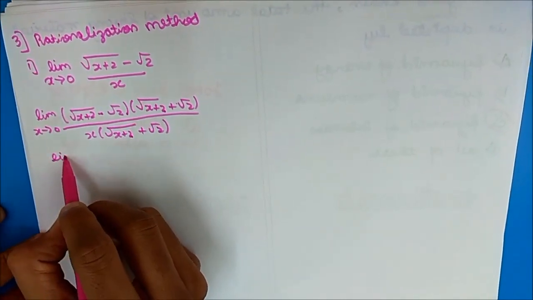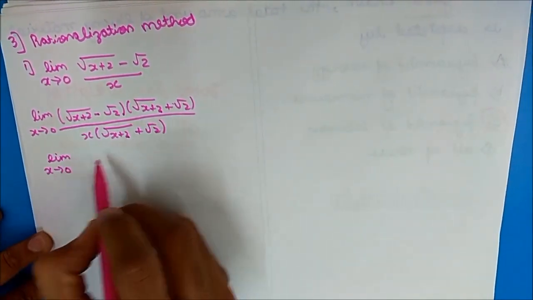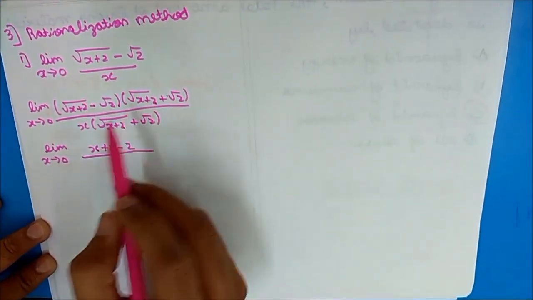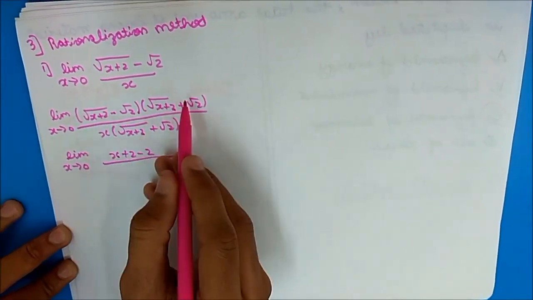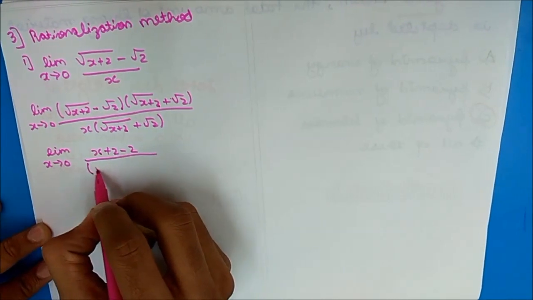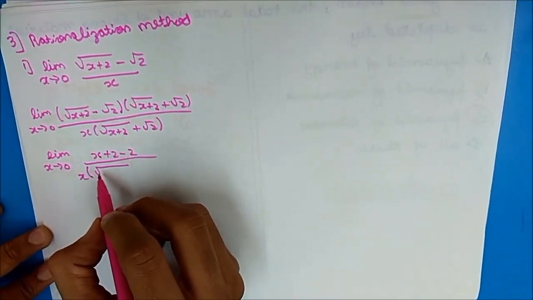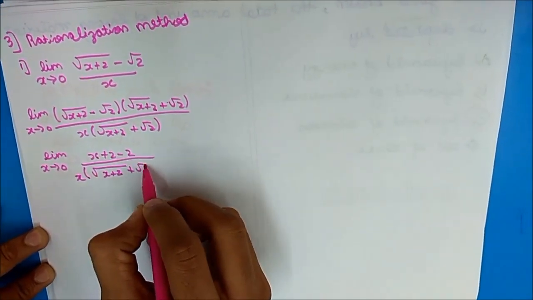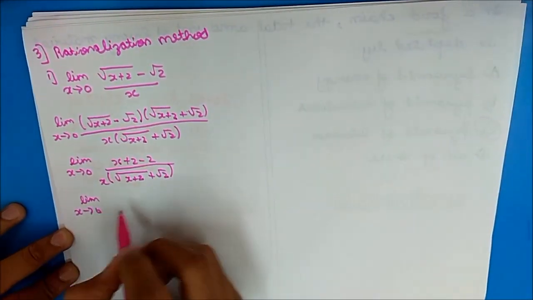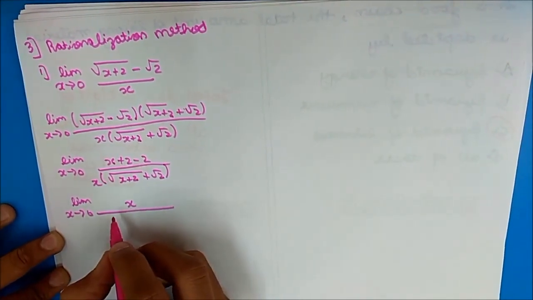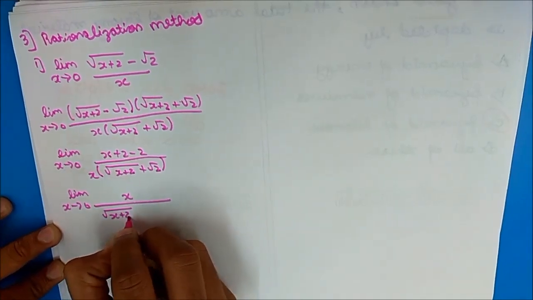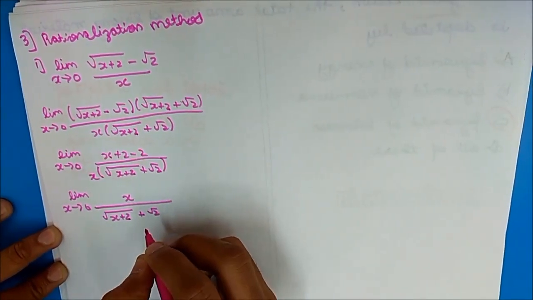Then we have limit x tends to 0, x + 2 − 2. We get this by opening up the brackets: the first term with the first, first with the second, second with the first, second with the second. We have then, in the denominator, x times (root of (x + 2) + root 2).